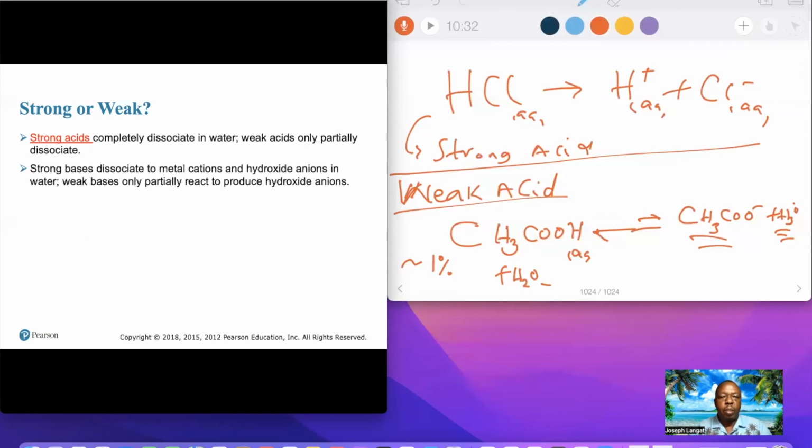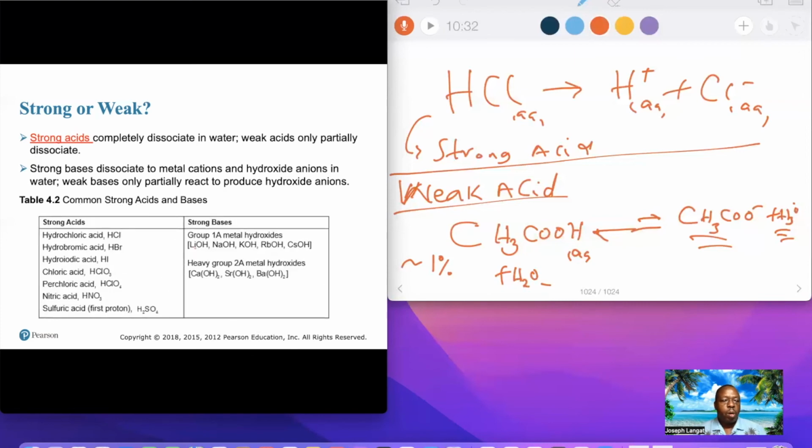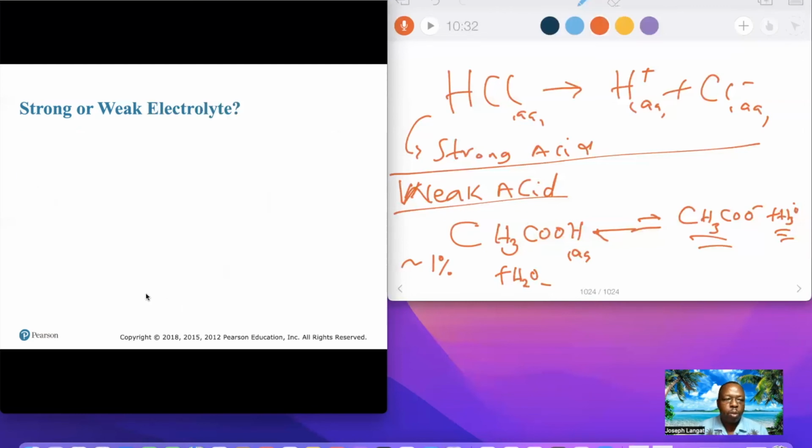Likewise, strong bases dissociate completely, and hydroxide ion will give you that. These are just a few common strong acids and strong bases in table 4.2. You need to remember what constitutes strong acids, what constitutes strong bases. It's just a few examples. Group 1 hydroxides: lithium hydroxide, sodium hydroxide, potassium hydroxide, rubidium hydroxide, and cesium hydroxide. A few common strong acids.